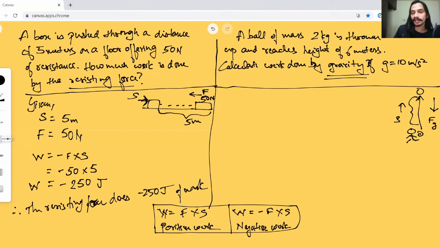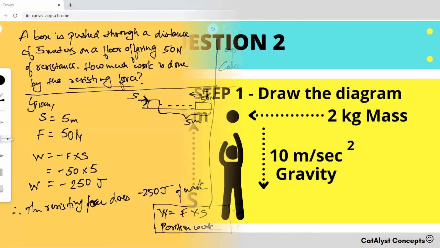This is nothing but gravitational force. Gravitational force is down. So if you see, displacement and force are in opposite directions, which means again negative work for us, right? So this is what we are going to be trying to calculate, work done by gravity.